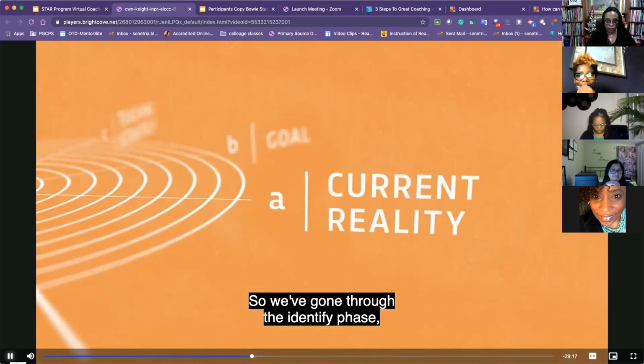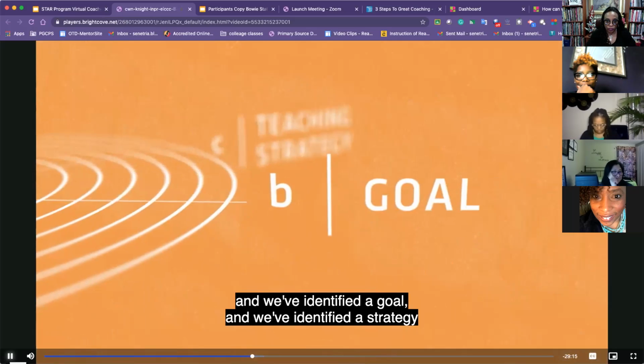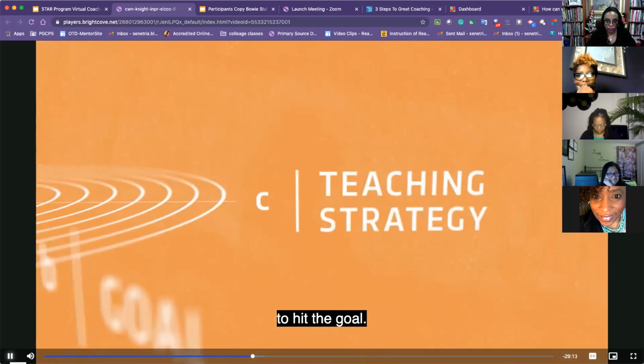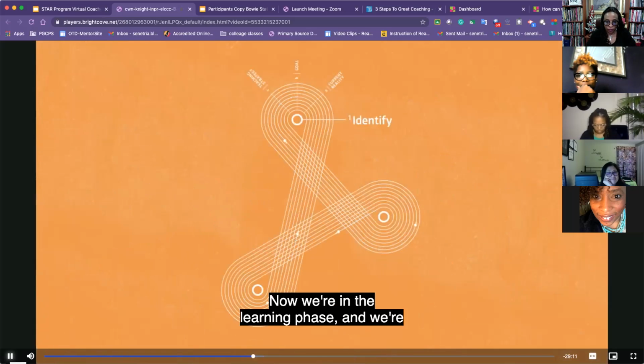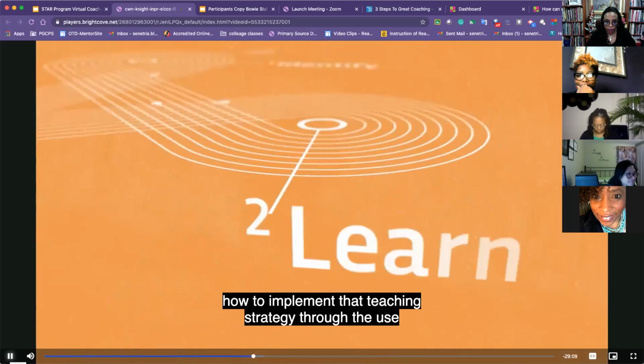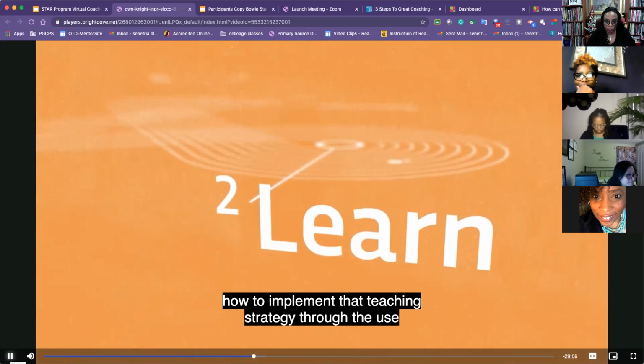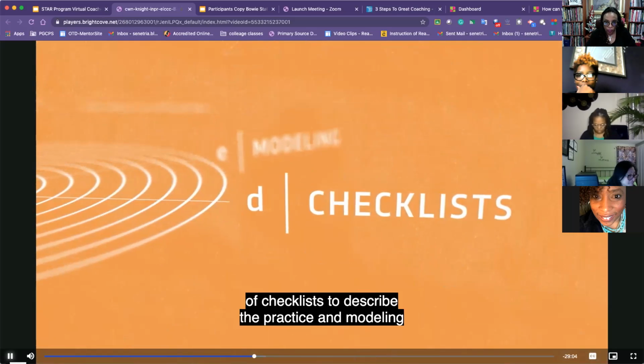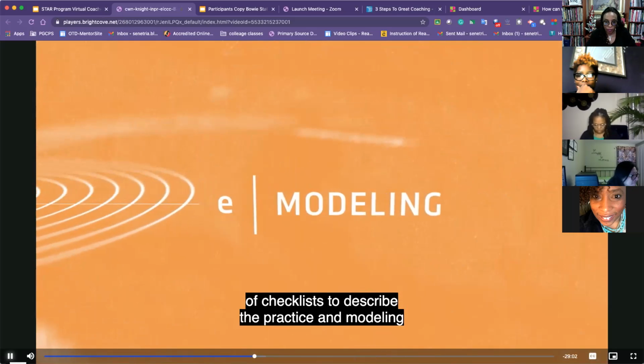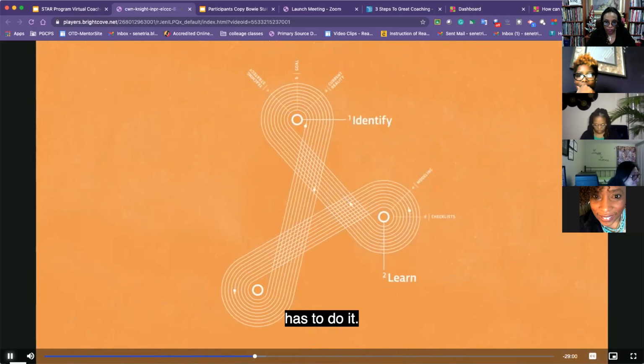So we've gone through the identify phase, and we've identified a goal, and we've identified a strategy to hit the goal. Now we're in the learning phase, and we're going to make sure the teacher knows how to implement that teaching strategy through the use of checklists to describe the practice and modeling so the teacher can see the practice before she has to do it.